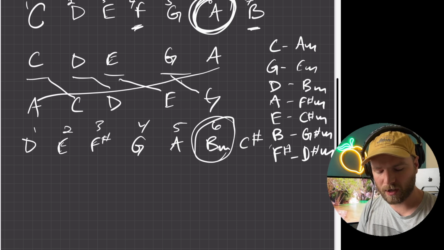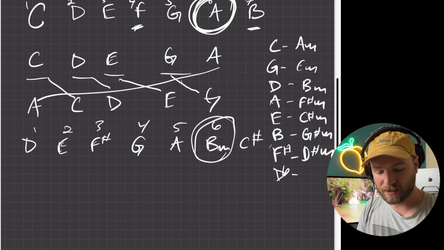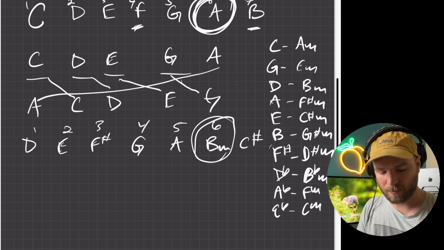But if we want to kind of keep that going, we would have D flat. And for D flat, we would have B flat minor. Then here we would have A flat. And for A flat, we would have F minor. Then we would have E flat. And for E flat, we would have C minor. And then from E flat, we would go to B flat. And then from B flat, we would have G minor. And then for F, we would have D minor.